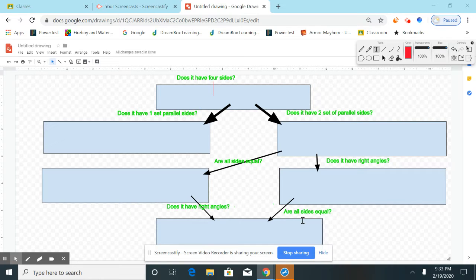Okay, this is the back side of your Venn diagram. This is kind of a filter chart for quadrilaterals. So if you have a shape you don't know what it is, you can filter it down through this and you will figure out what it is.